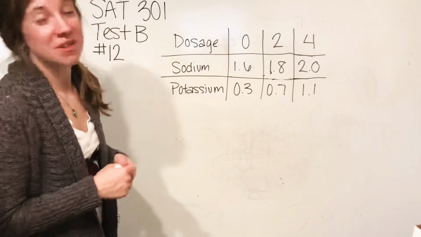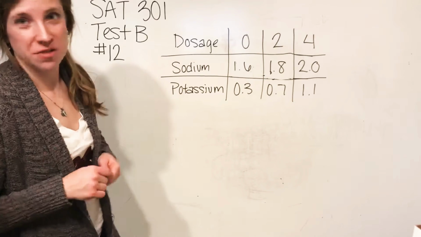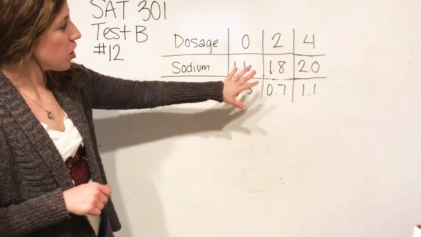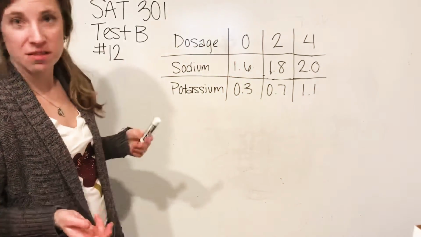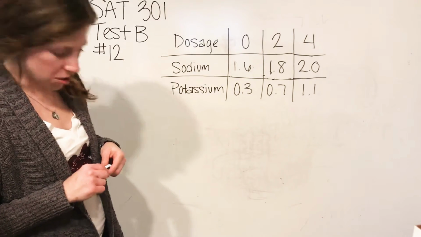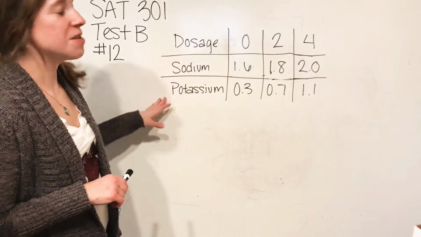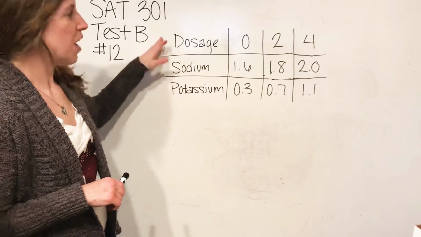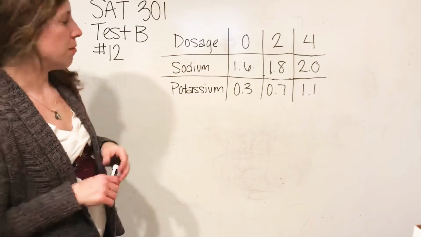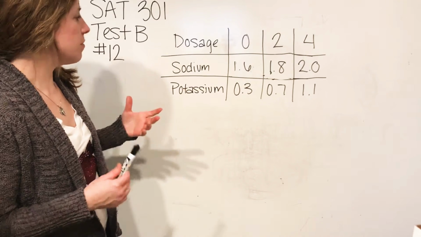Number 12 has a table that goes with it. It is an extension of number 11. I summarized part of the table right here with the key pieces of information. Ultimately, number 12 is asking when the concentration of sodium and potassium is equivalent, and what would that dosage be when the concentrates are equivalent.